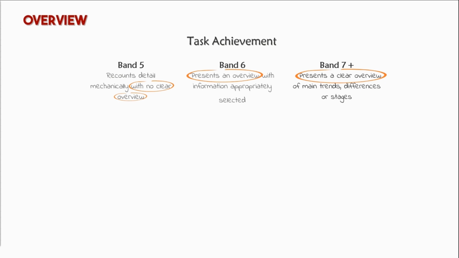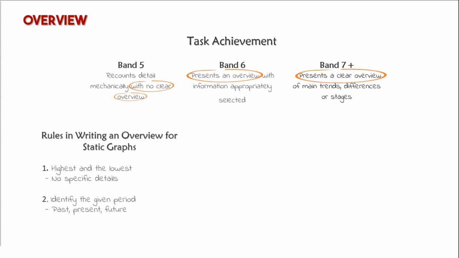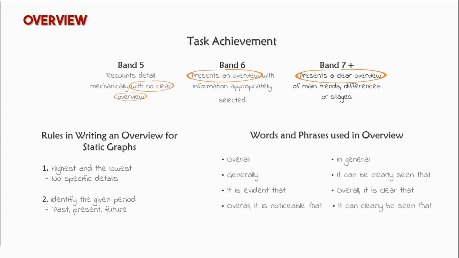Going further, what to do in writing an overview? First, study the graph and look for 2 things to write a clear overview. Include the highest and the lowest figures in the graph, but do not add specific details, and identify the given period, the month or year if there is any. We have some phrases we can use to start our overview. Overall, in general, generally, it can be clearly seen that, it is evident that, it is clear that, it is noticeable that, it can clearly be seen that.